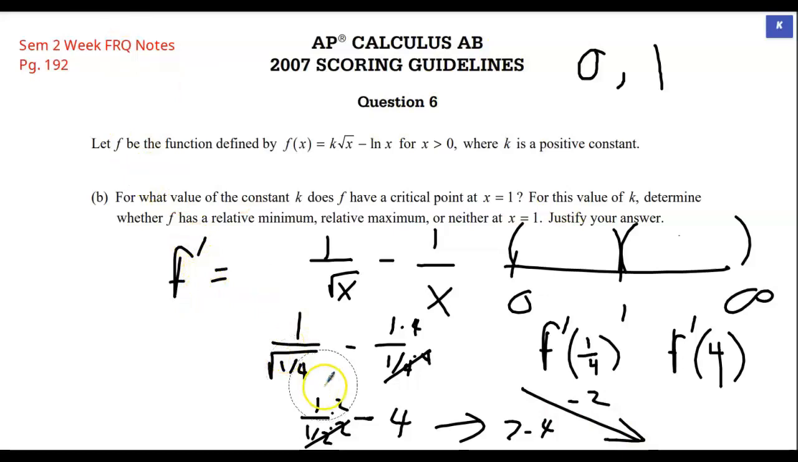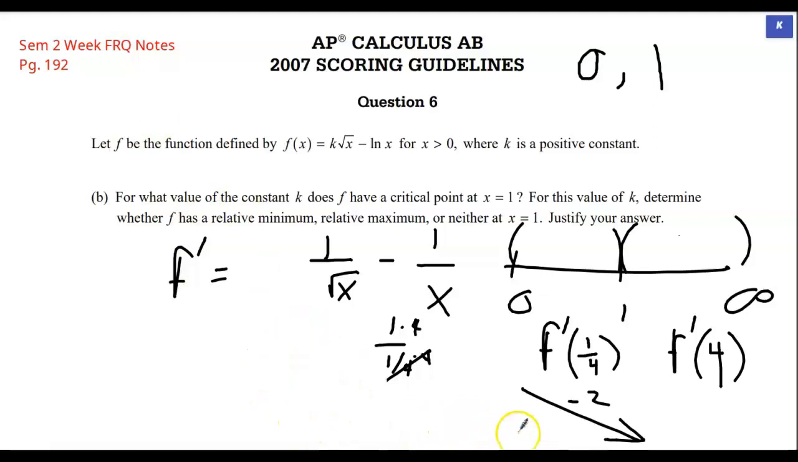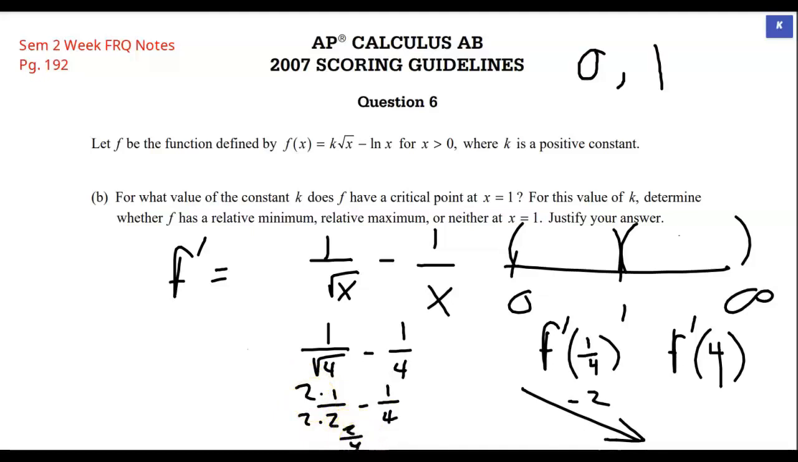This time we're going to be plugging in just a 4 this time, not a 1/4. So I want to find out what's f prime of 4. So let's do that. 1 over the square root of 4 minus 1 over 4. The square root of 4 is 2. What's a half minus a fourth? Well, let's get a common denominator. I'm going to multiply the top and the bottom here by 2, and that'll give me 2/4 minus 1/4, which is 1/4. I don't really care about the number so much as the sign. I end up with 1/4, and it's a positive, so that means we've got a positive slope, which means that we have a relative minimum at the critical value 1.